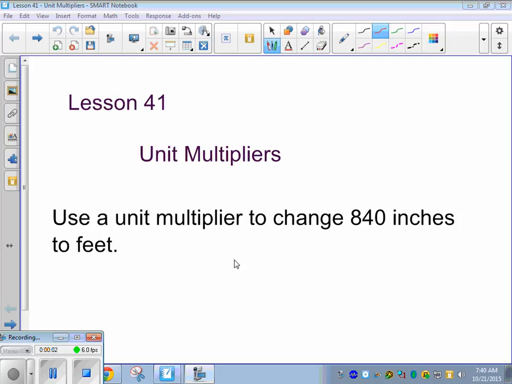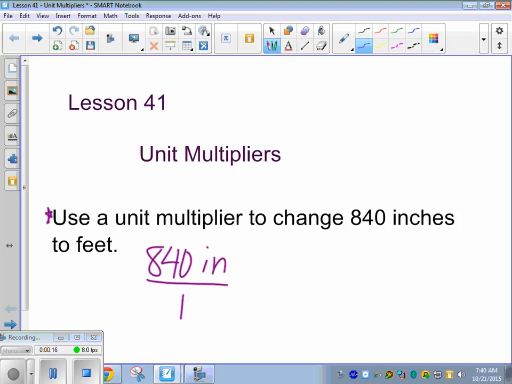Use the unit multiplier to change 840 inches to feet. So let's start with an easy one. You do have to use a unit multiplier on this. You can't just plug it in your calculator or whatever, okay? So we start with 840 inches over 1, whatever we're starting with.